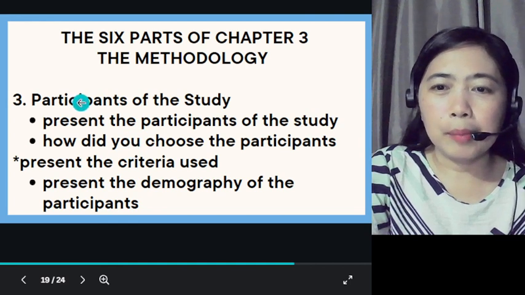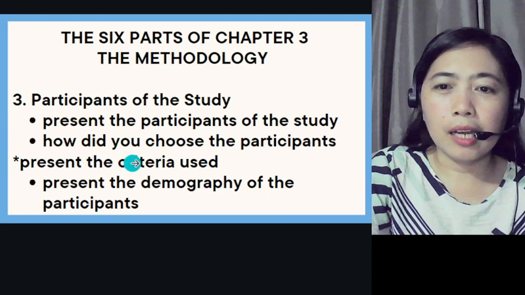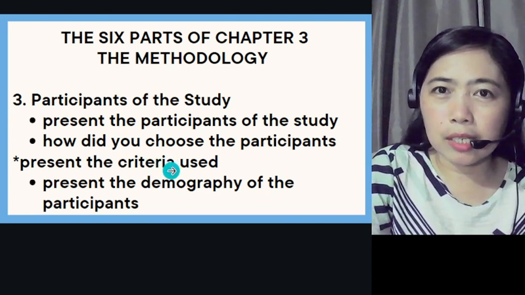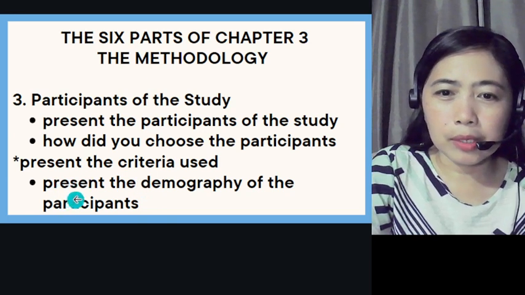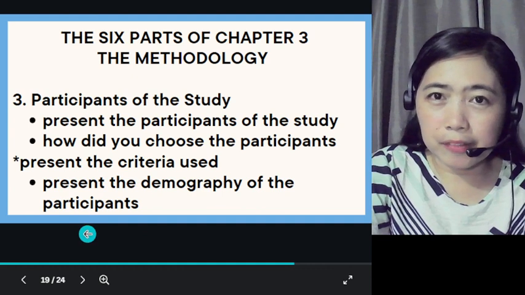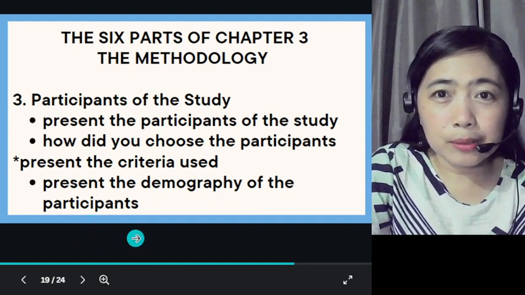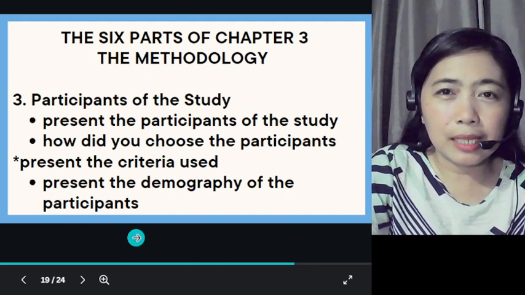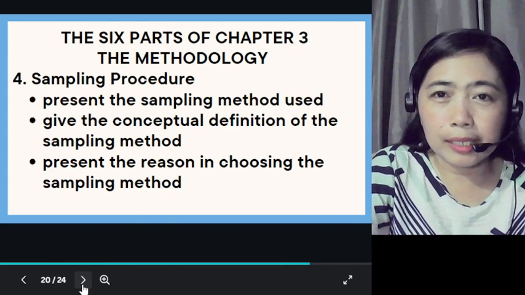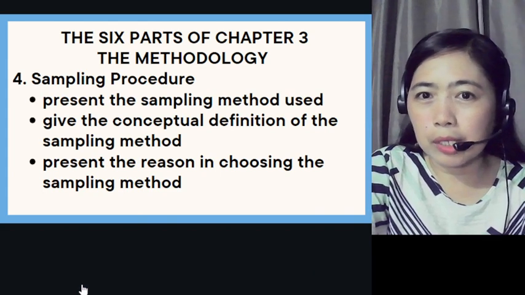Okay, here, participants of the study. You present the participants of the study. How did you choose the participants? You explain why you picked them as your participants. Present the demography of the participants, the demographic profile. How old are they, male or female, what is their work, are they married or single? So that is the demography. Again, explain why you chose those participants for your study.